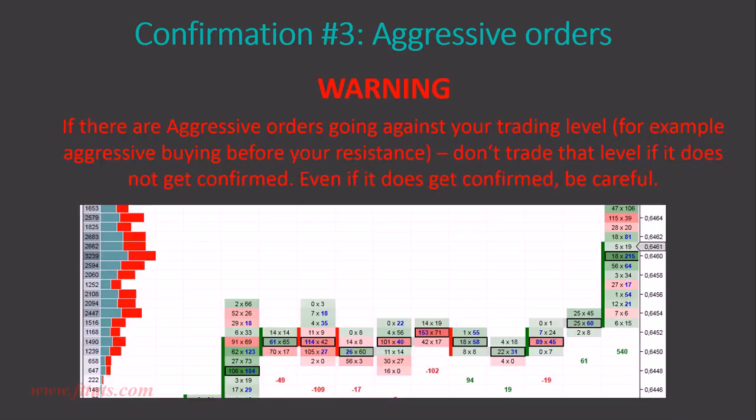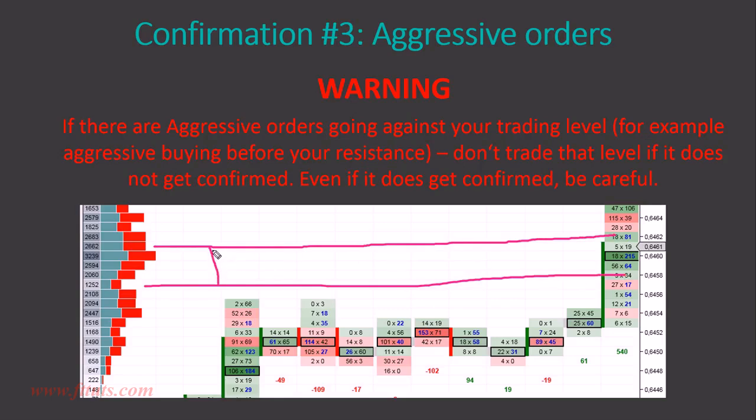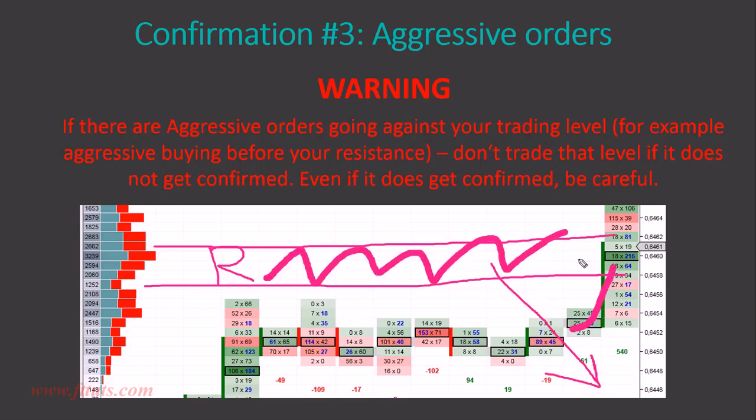Now there's also one more way how you can use the aggressive orders, and you can use them as sort of warning. So imagine you have a resistance somewhere in here and you want to go short from there. The price reaches this resistance zone and you want to see some confirmation there. But instead, you only see buying imbalances, aggressive buying orders. And this tells you that buyers are dominating the market.